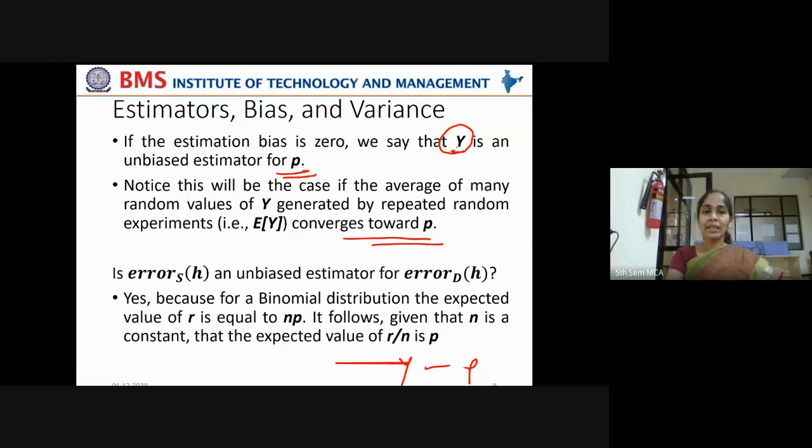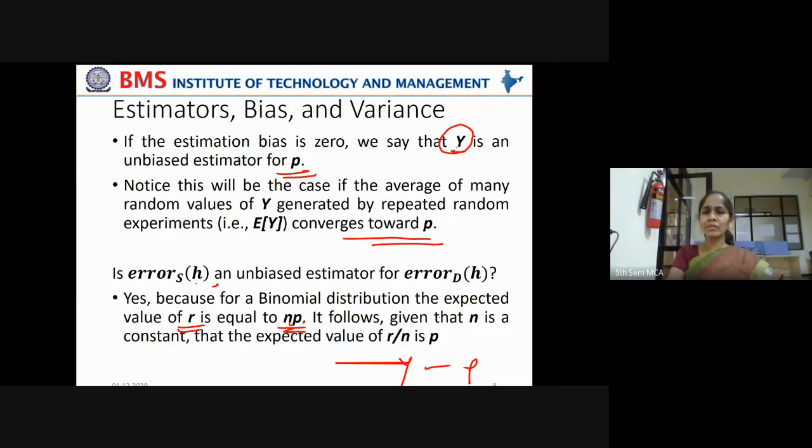Got it? So is sample error an unbiased estimator for the true error? Yes, because for a binomial distribution, the expected value of R is equal to np. The expected value of the random variable y equal to R can be denoted as np, the number of data points in the sample multiplied by the probability of the event you are interested in.